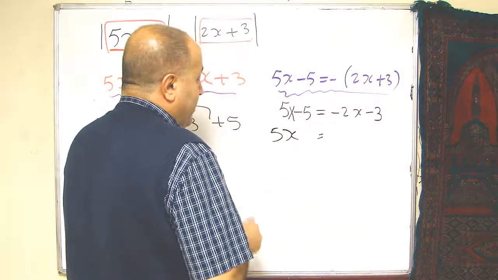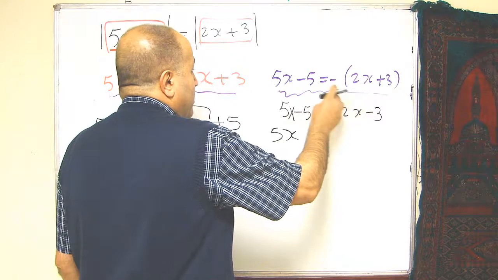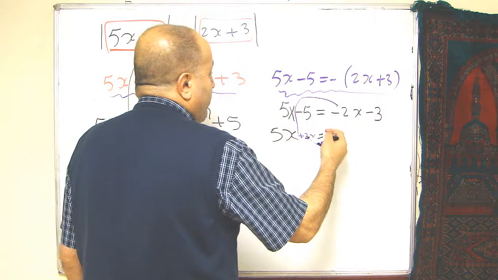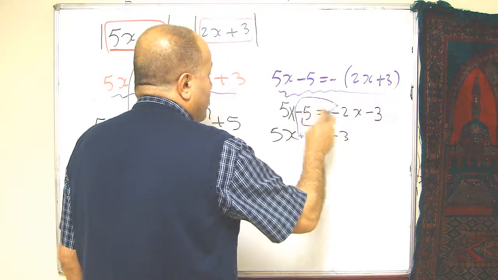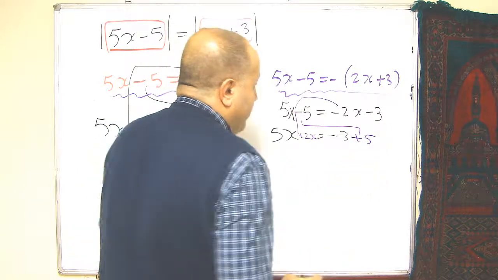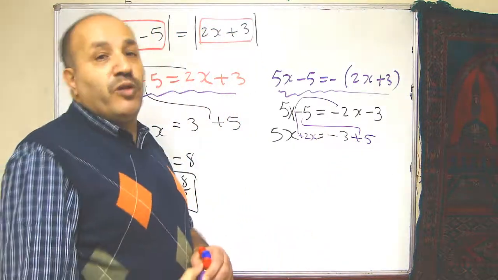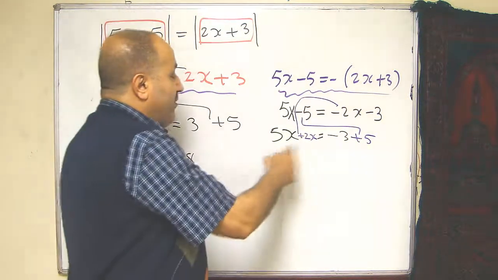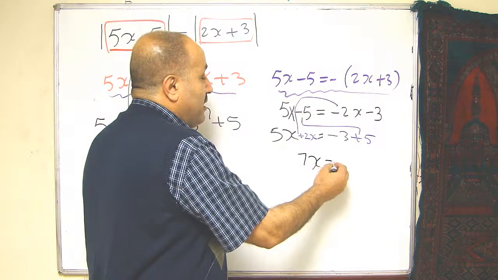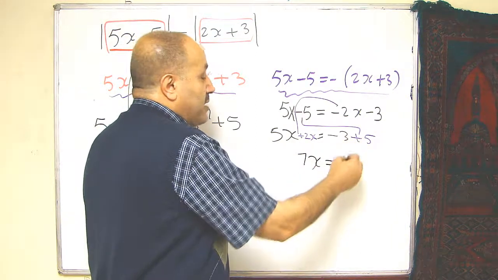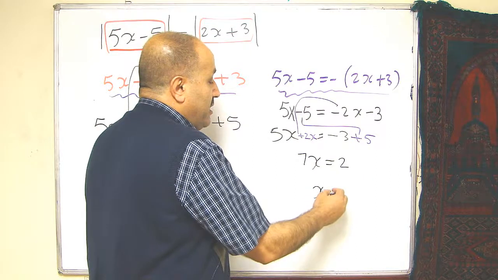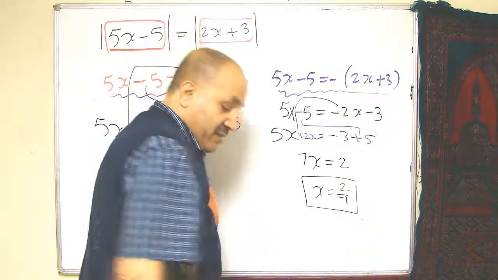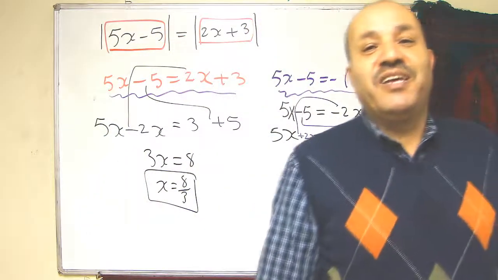5x and the minus 2x becomes plus 2x here. And we have minus 3, and then this will be plus 5. Why is that? When we move one term from one side to the other side, we have to change the sign. 5x plus 2x, that will be 7x, equals minus 3 plus 5, that is 2. So x equals 2 over 7. I hope you did learn from this example.